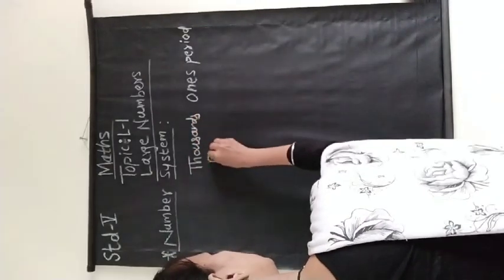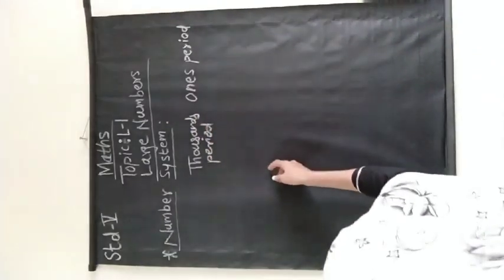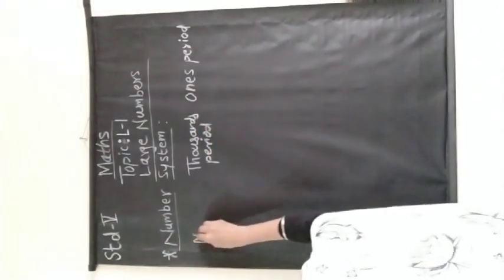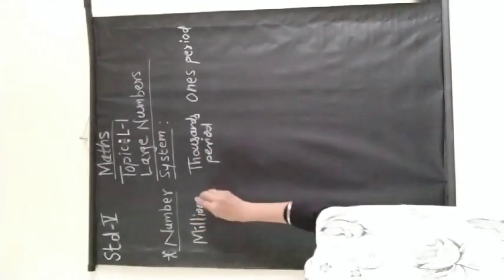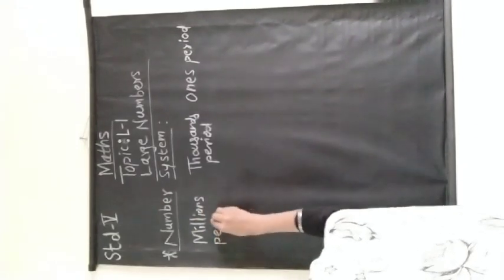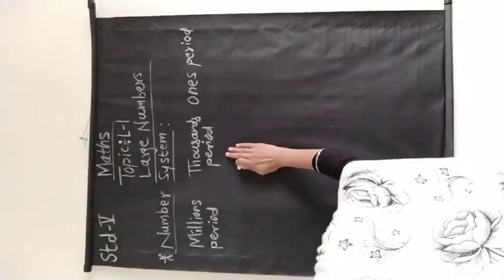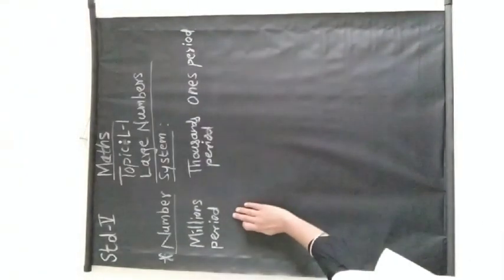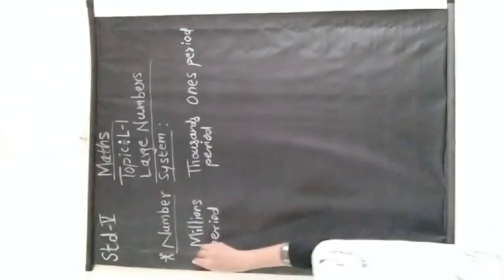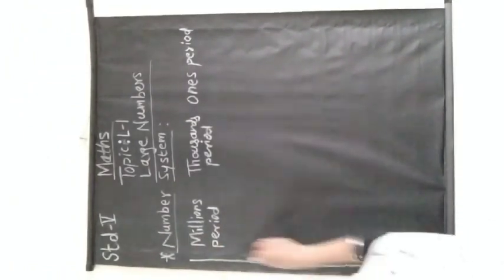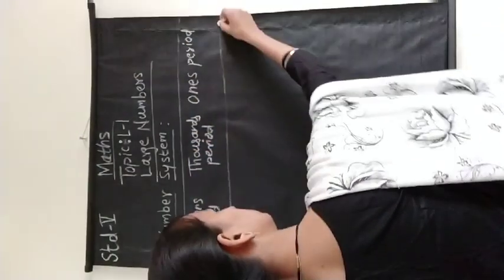Now after the thousands period, the millions period comes. They are classified like this. That means ones period, thousands period and millions period. Okay, now I will show this in tabular form, in the form of a table.